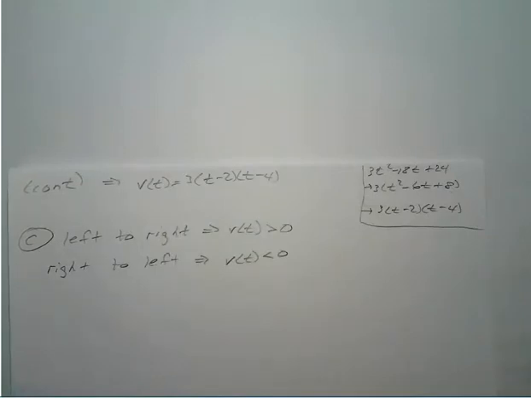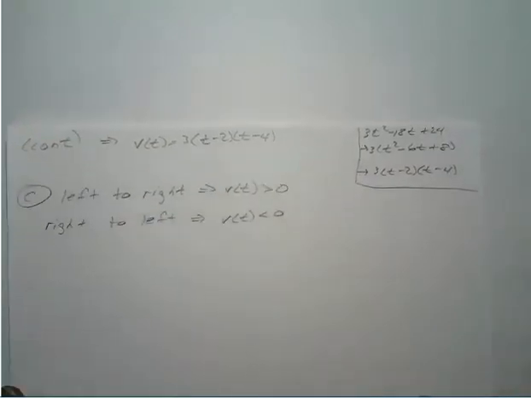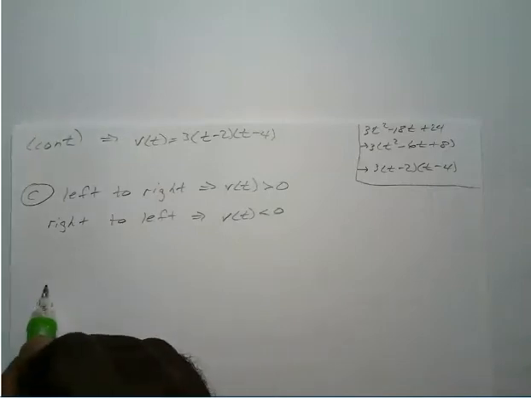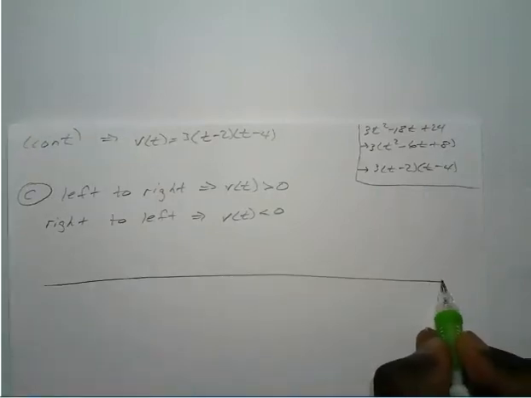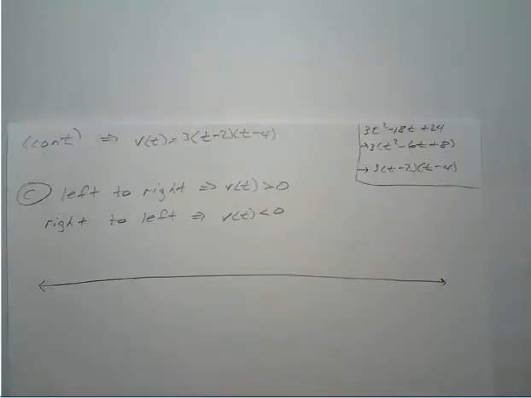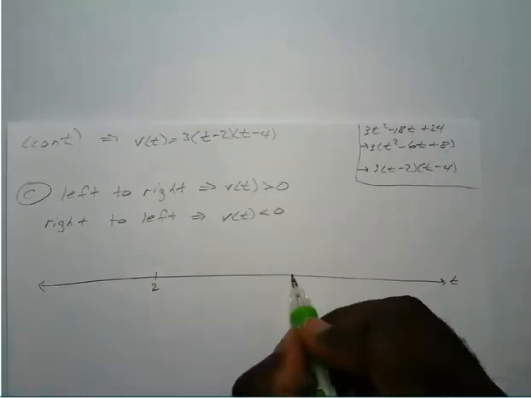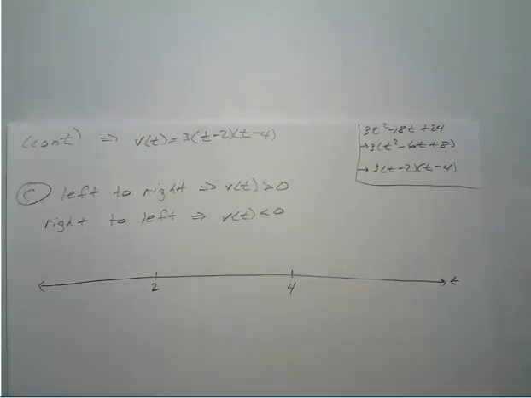Now what we're going to do is draw out a little number line to help us visualize these things. Remember, it's just a coordinate axis, a fancy way to say number line. So we know velocity equals 0 at t equals 2 and t equals 4. Let's say this is our t equals 2, and this is our t equals 4.